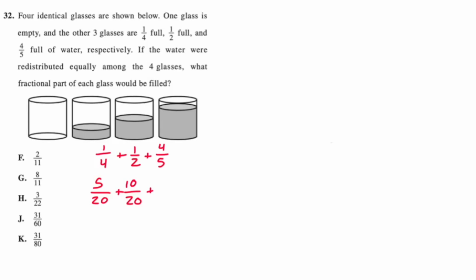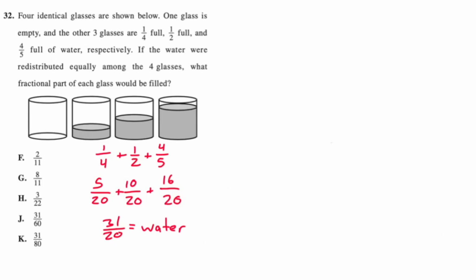And then for the last fraction, in order to turn a 5 into a 20, I'd have to multiply it by 4. So I'll do that to the top as well. And 4 times 4 is 16. So we have 5 plus 10, which is 15, plus 16, which is 31. So 31 over 20. Now, that's not our final answer, that's just how much water we have.